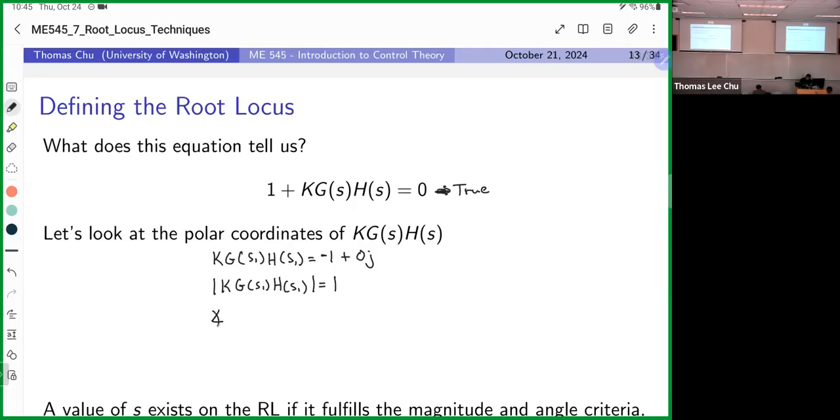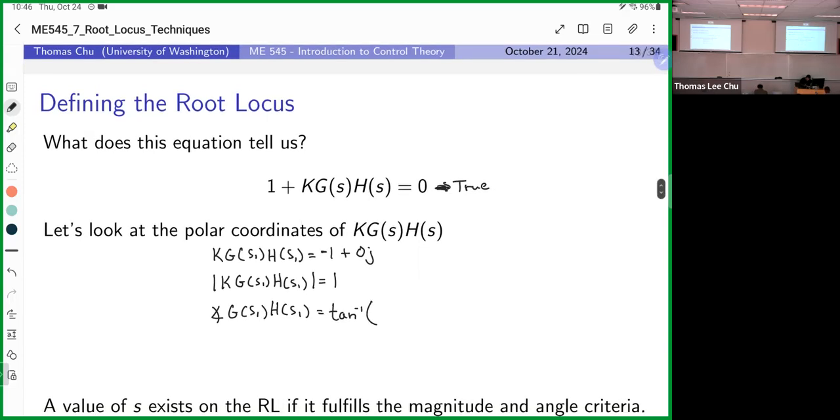And for the phase of G(S1), we can ignore the k because it's just a gain. It doesn't affect the angle. The angle of GH at S1 is going to be equal to the arctan of the imaginary over the real component, which is 0 over -1. Since we're at -1, that means we have an angle of 180 degrees.